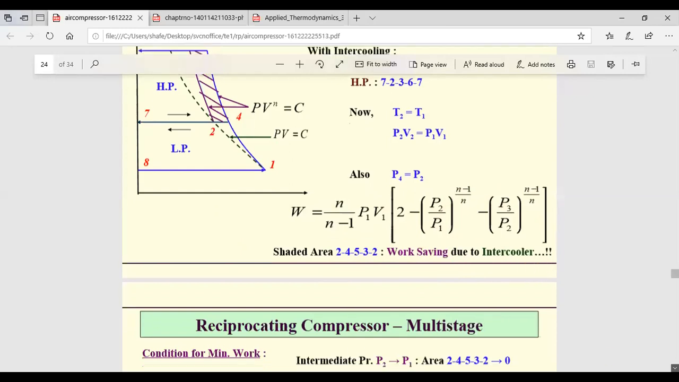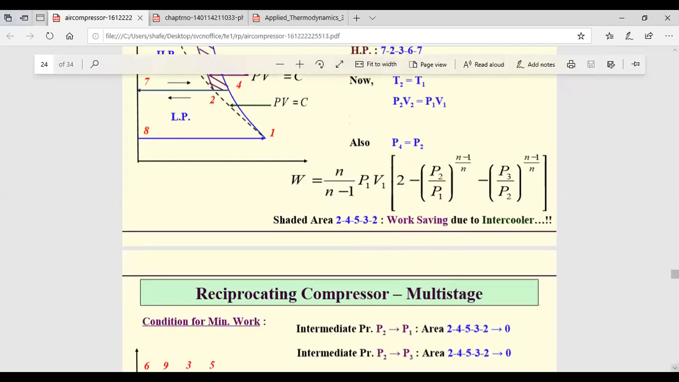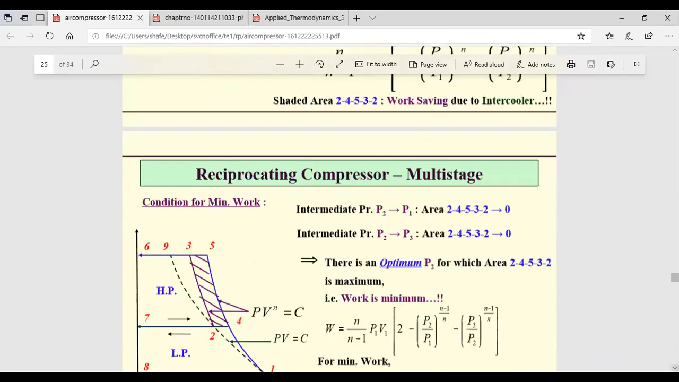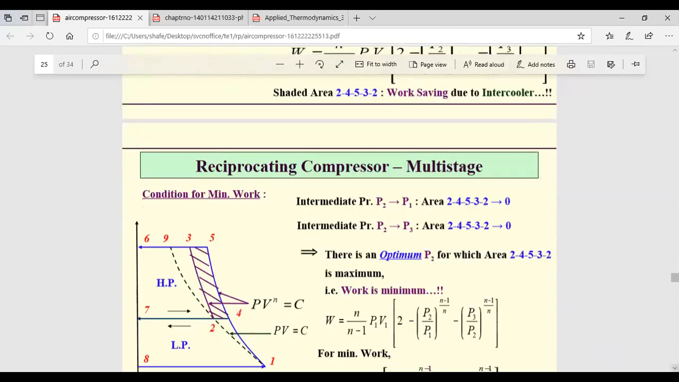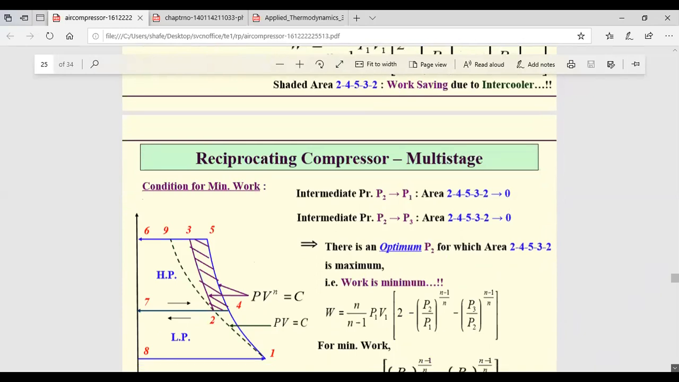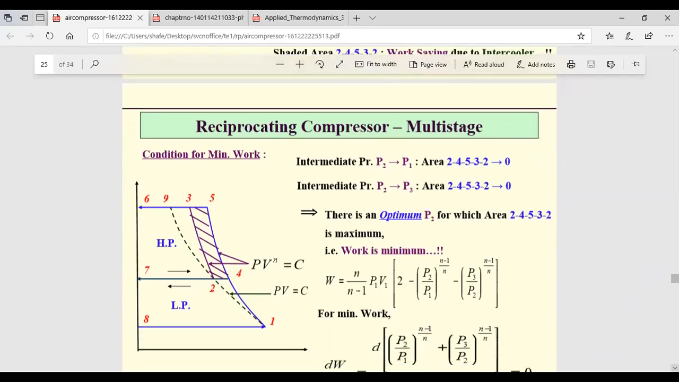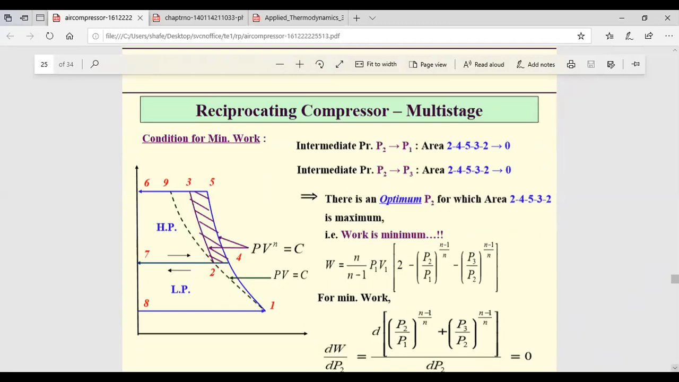You just adopt a cooler and cool it, and you are sending it back to the reservoir. Okay. Now, a very important thing: you know what is P1, you know what is P3. That is the suction pressure and delivery pressure. How to find out the intermediate pressure? What may be the intermediate pressure? That is, up to what pressure can I compress in the low pressure stage, then intercool it, then again compress it in the high pressure stage. So, how to decide this intermediate pressure?